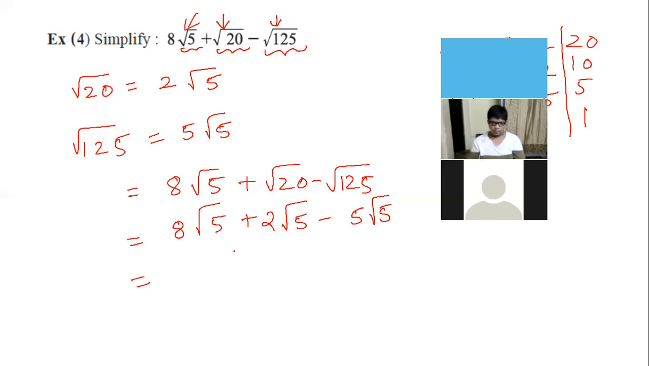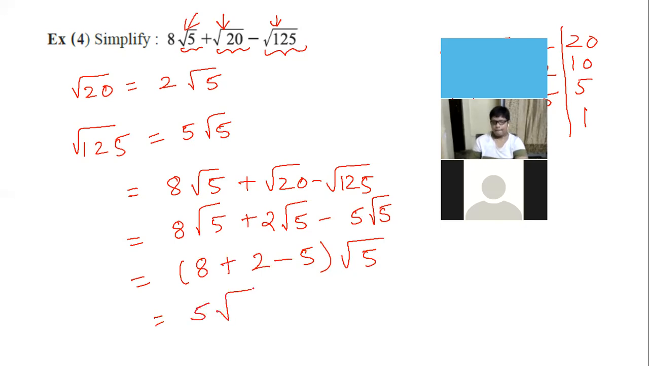Okay. Now if you see the terms, root 5 is common. Yes or no? Okay. So we'll take that common outside and inside the bracket, whatever numbers are there, we'll write them as they are. So we have 8 plus 2 minus 5 into root 5. Is it clear? Okay. Now we can add. How much is 8 plus 2? 10. And 10 minus 5? 5. So finally, we can write directly the final answer to be 5 root 5.